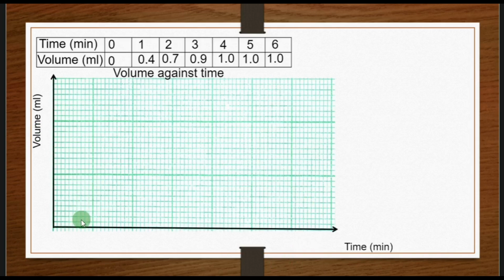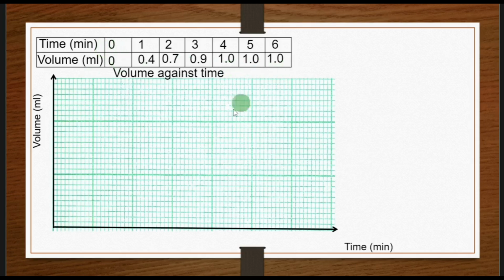Then as usual, we need to put a scale. So again, when I look at my data, for volume, I am starting from 0 to 1. The highest value I have is 1. Then for time, from 0 to 4. On the volume part here, I have 0.4, 0.7, 0.9, 1, 1, 1. So meaning, what I'm going to do is to make sure that I scatter this information.